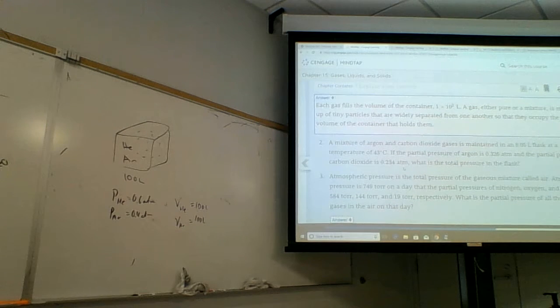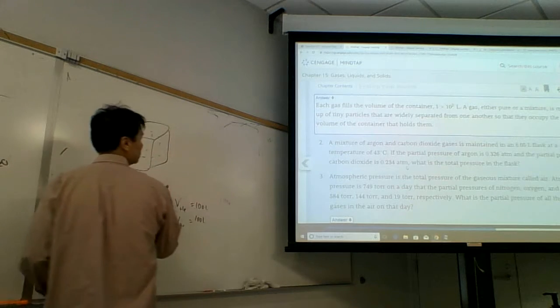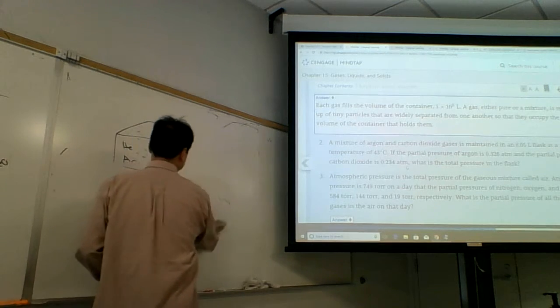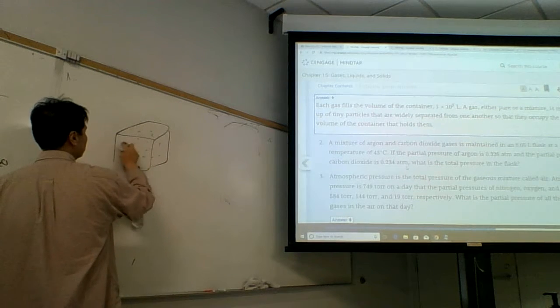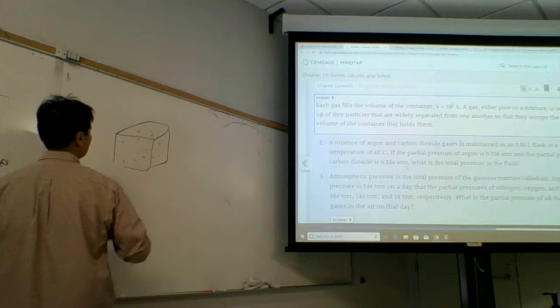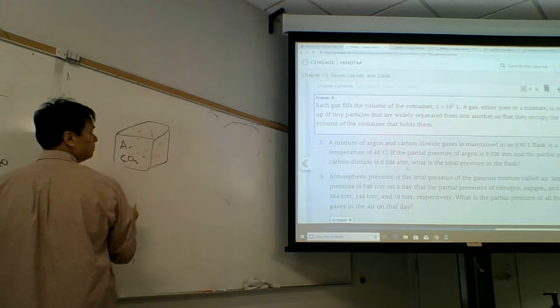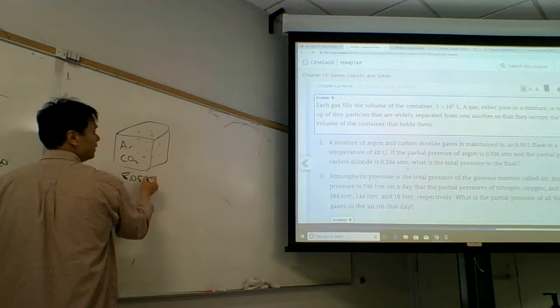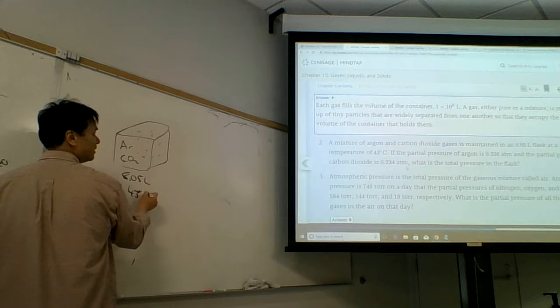A mixture of argon and carbon dioxide gases is maintained in an 8.05 liter flask at a temperature of 43 degrees C. So let's take a look at this next mixture. This is going to be argon and CO2. We're going to have 8.05 liters. Temperature is 43 degrees C.